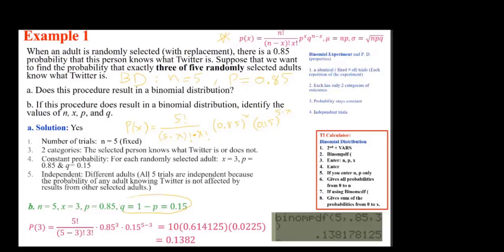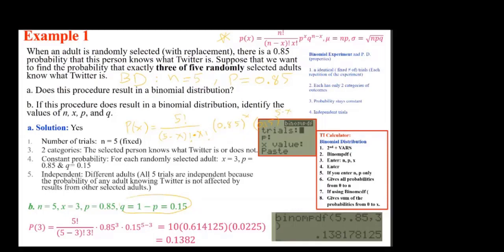0.85, that's your p, 3, that's your x. It gives you the answer. So it can be calculated that way, but it is important that you know the concept. Depending on the TI that you have, 83 or 84 may be slightly different. This is from TI-84. For binomial PDF, you put the number of trials, you put the p, you put the x value, and you press enter at the end, and that will give you the results.